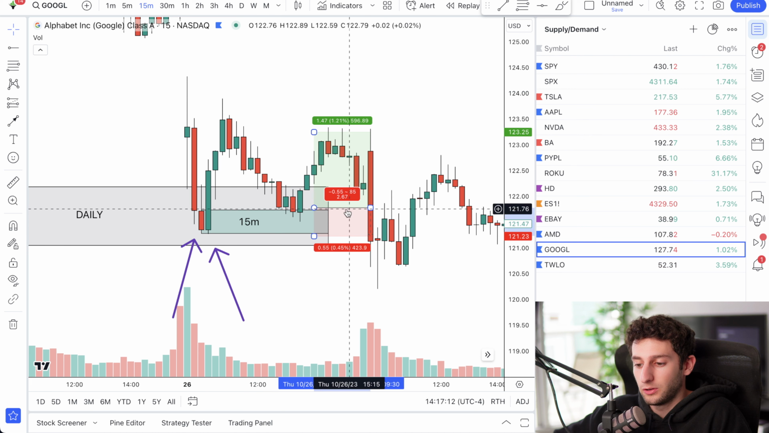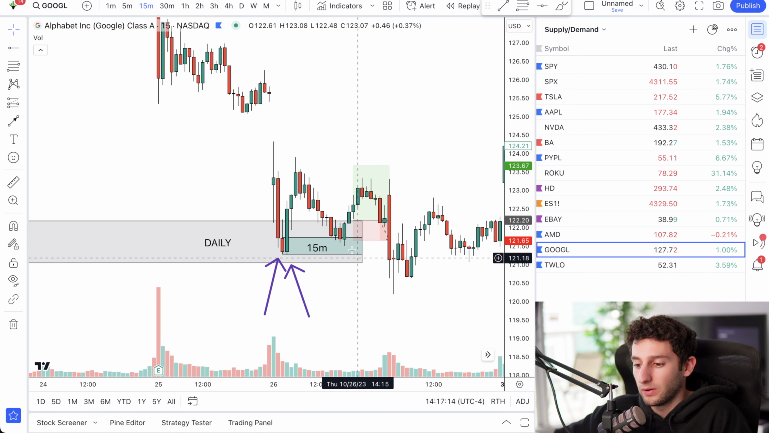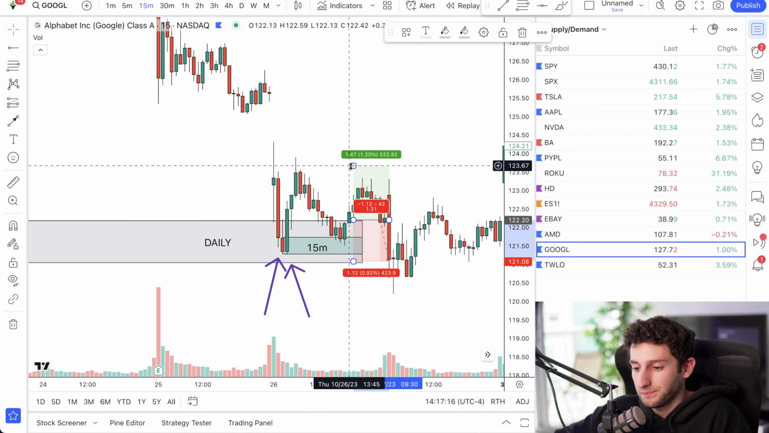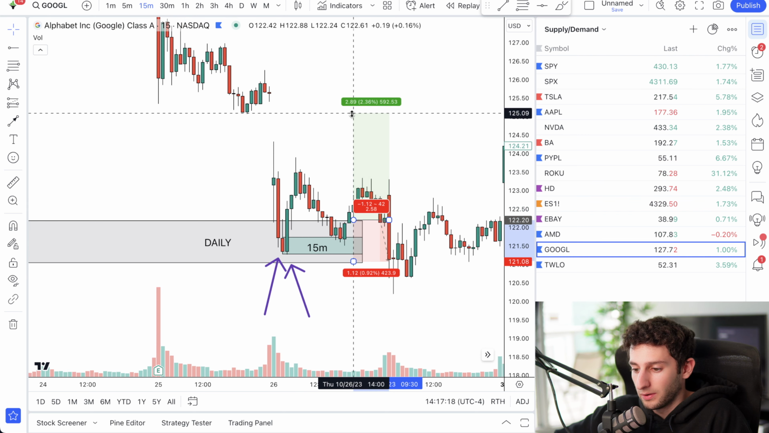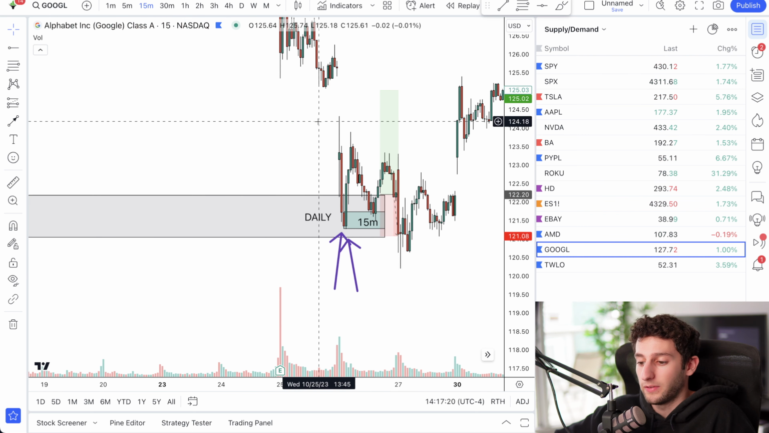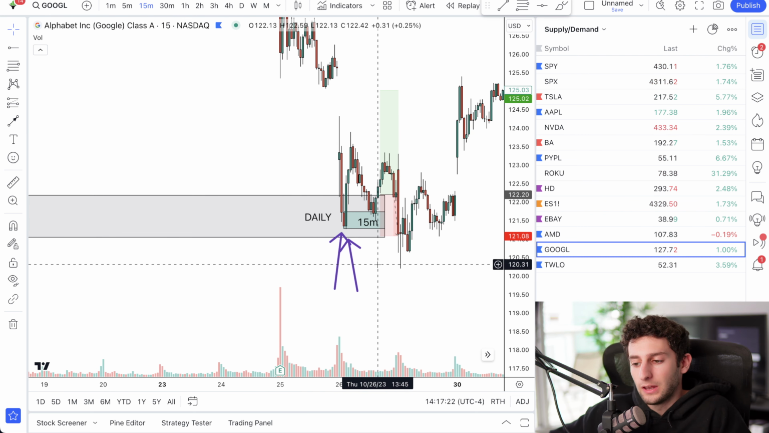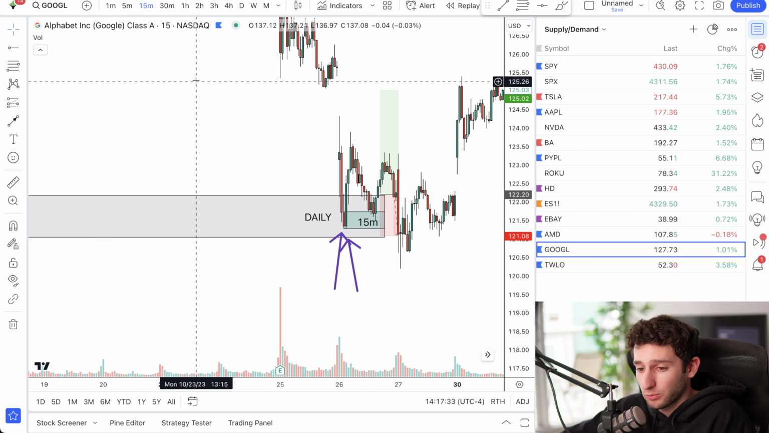Right? If we went for a 2.6R trade simply going off of this higher time frame zone, all the way up here, that zone never would have hit. We would have got stopped out. And so by looking at multiple time frames and trading the higher time frame, but getting entries and executing on the smaller time frame, that's going to give you the best risk reward and the best win percentage.